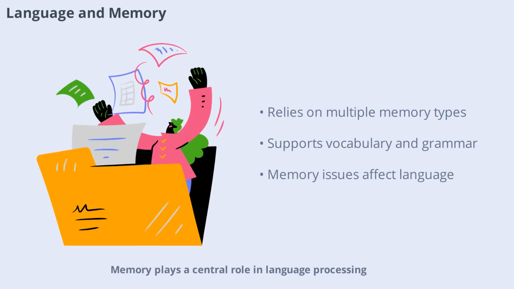Memory plays a central role in language processing. We rely on different types of memory, short-term, long-term, and procedural, to understand and produce language. Memory helps us remember vocabulary, grammar rules, and previous conversations. Problems with memory can lead to language difficulties, highlighting the close connection between these cognitive systems.